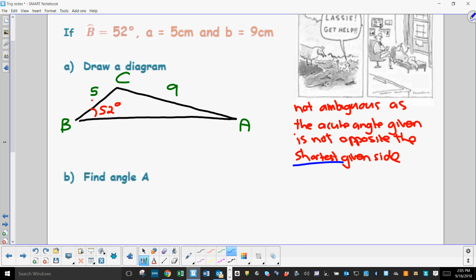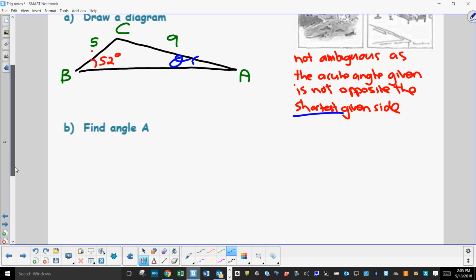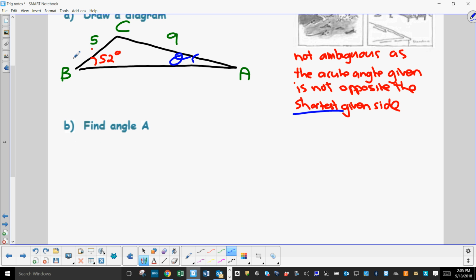Okay, alright, let's try this one. So we drew a diagram. Let's just go ahead with this. Find angle A. Which one do you want to use? Why did you choose sine, Sarah? Because we have two lengths and an angle. Yeah, sides opposite. Cosine would need another length.